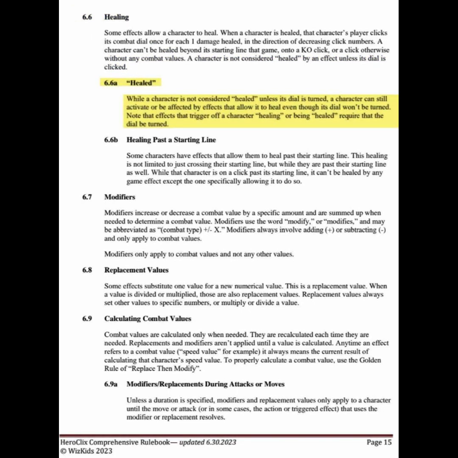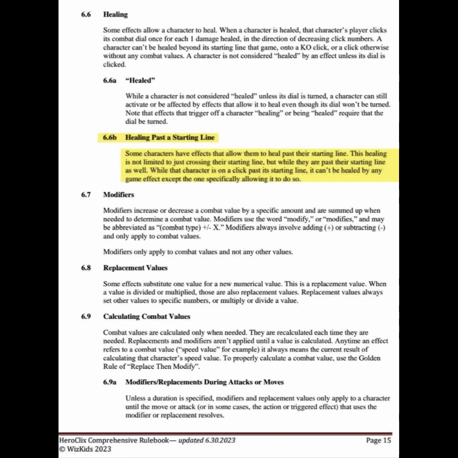6.6a Healed. While a character is not considered healed unless its dial is turned, a character can still activate or be affected by effects that allow it to heal even though its dial won't be turned. Note that effects that trigger off a character's healing or being healed require that the dial be turned.